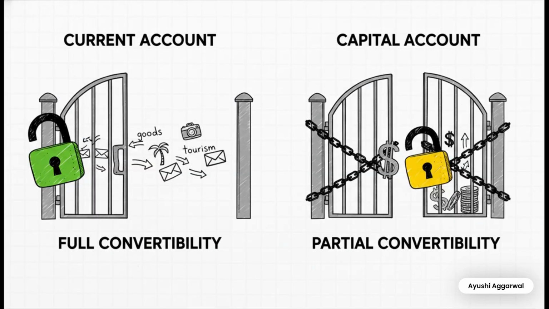In India, since 1994, we have full convertibility on the current account. That means if you need dollars to import goods, pay university fees abroad, or for travel, it's pretty straightforward. But, and this is a big but, we only have partial convertibility on the capital account. So, for things like making large investments abroad, there are still some restrictions and limits in place.